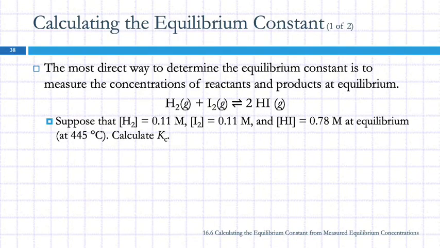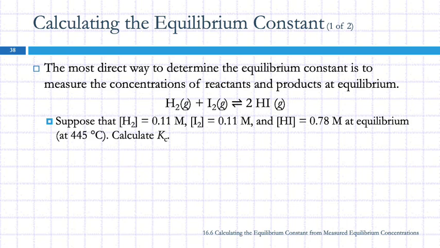How do we find the value of the equilibrium constant? Well, the most direct way is to have a chemical reaction at equilibrium and measure the concentrations of the reactants and the products at equilibrium.